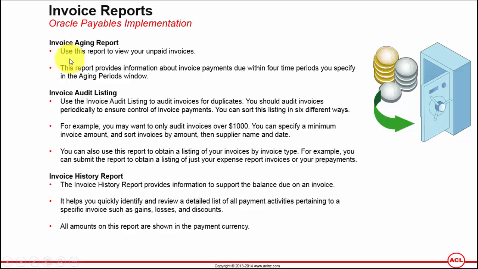Starting with Invoice Aging Report, it helps you to view your unpaid invoices. This report provides information about invoice payment due to the suppliers within 4 time periods you specify in the Aging Periods window. You may also call aging periods aging buckets. It's like a synonym.